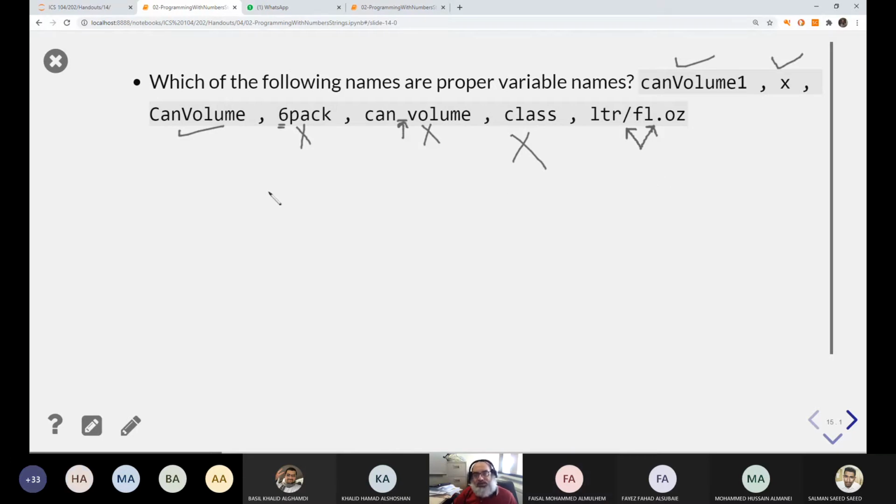Don't worry, we will not ask you in the exam or in the quiz about the reserved words. You're not supposed to memorize all the reserved words, just to rest you assured.